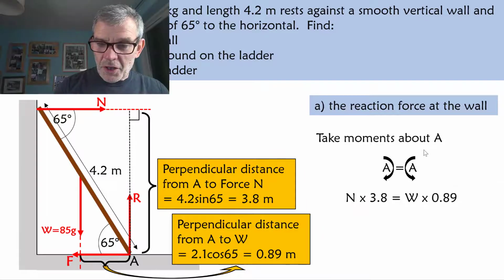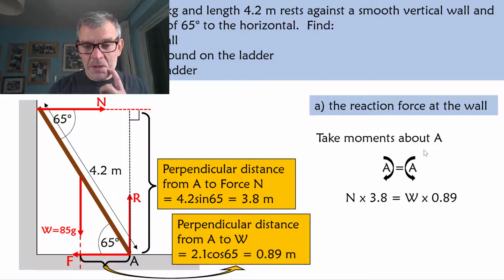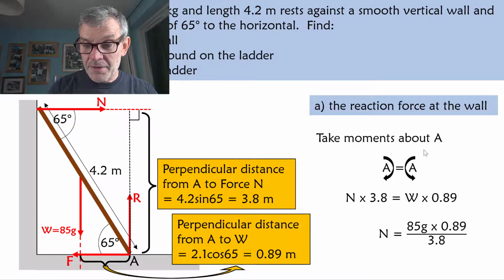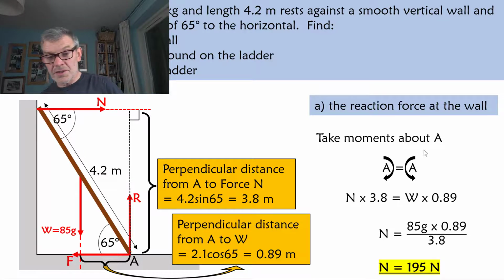So we can say that the clockwise moment is equal to N times the perpendicular distance, which is 3.8, is equal to W times the perpendicular distance at the point A, which we just worked out is 0.89, and then the rest is a simple bit of mathematics, and N comes out to be 195.